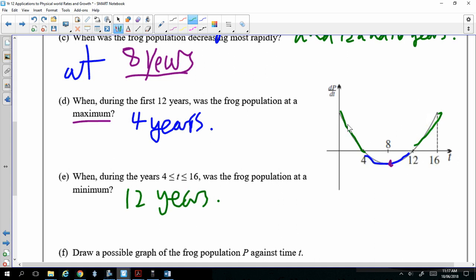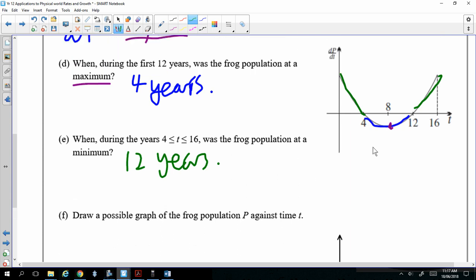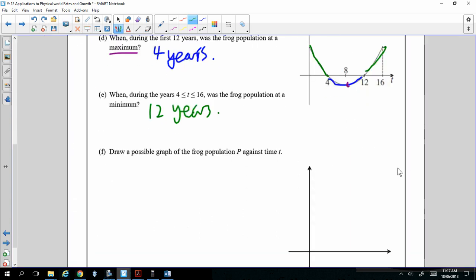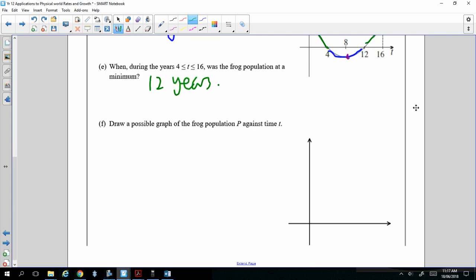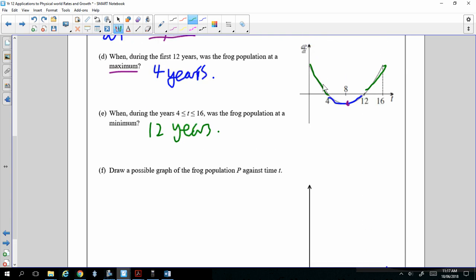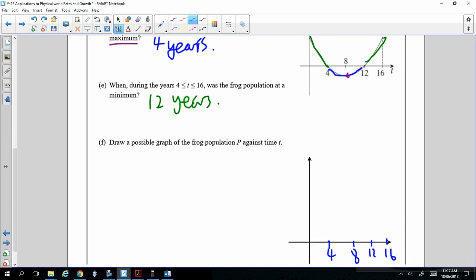And then we're going to draw the graph. So now we have the information to draw the graph. Okay, so we'll put in 4, 8, 12, 16. So we'll do this first. Now remember, it starts to increase in the first 4 years. So we start somewhere. We don't know the population at time 0. So we start to increase and then becomes a maximum at 4. And after that, you start to decrease like this to a minimum at 12.